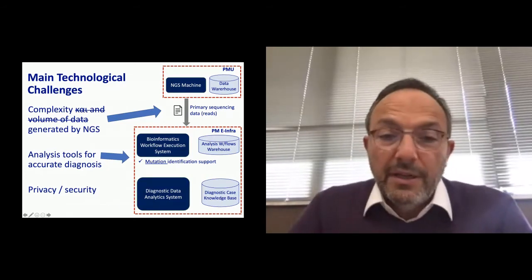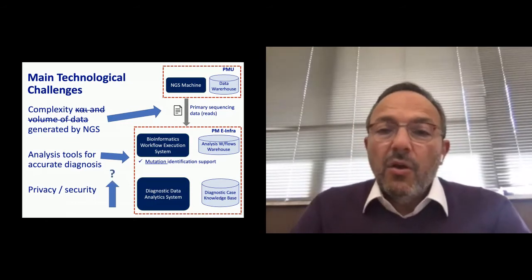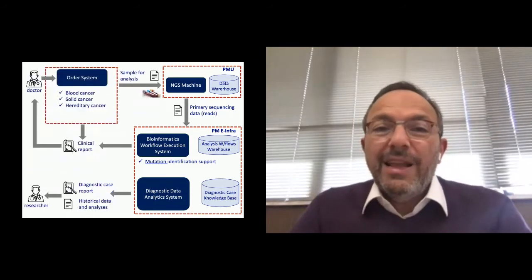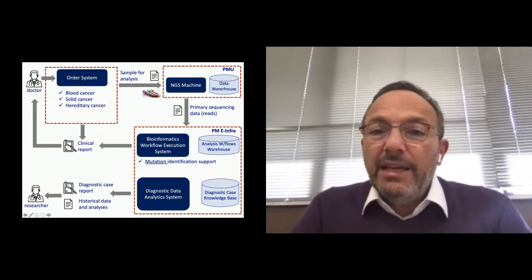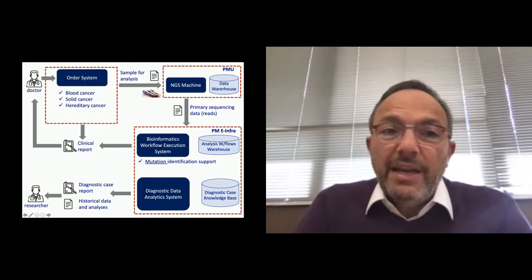And third, privacy and security. What does this refer to? Everywhere, you see red boxes and then data crossing the borders of these boxes. And these are private data of a patient.